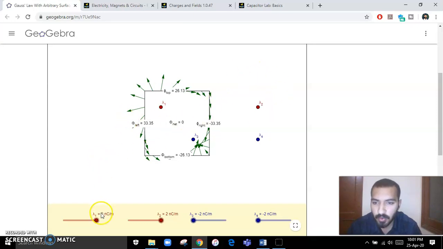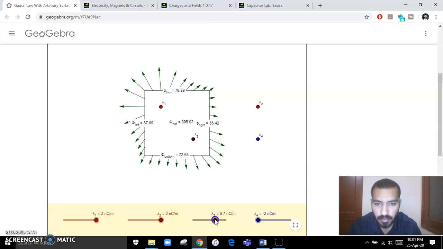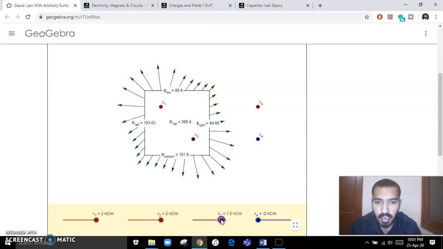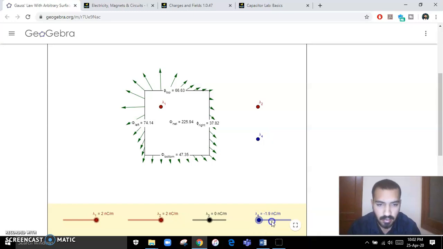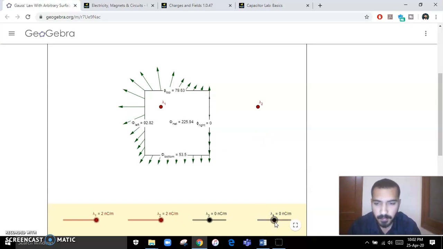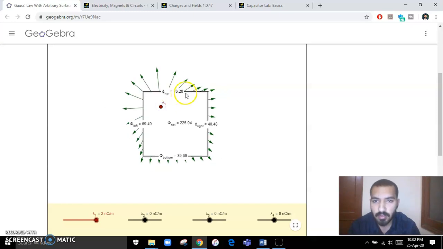In this simulation, you can see that the two red dots are basically the positive charges, and the two blue dots are basically the negative charges. We can change the values of these positive and negative charges by changing this cursor here. If I move it to the right side, I make it a positive charge, and if I move it to the left side, I make it a negative charge. I just set it at 0 value, and this one also 0, and this one also 0. So I just have this one charge, which is a positive charge. I can also move my block.